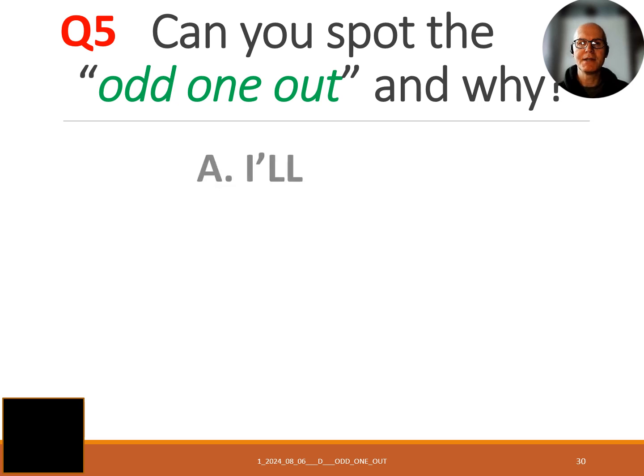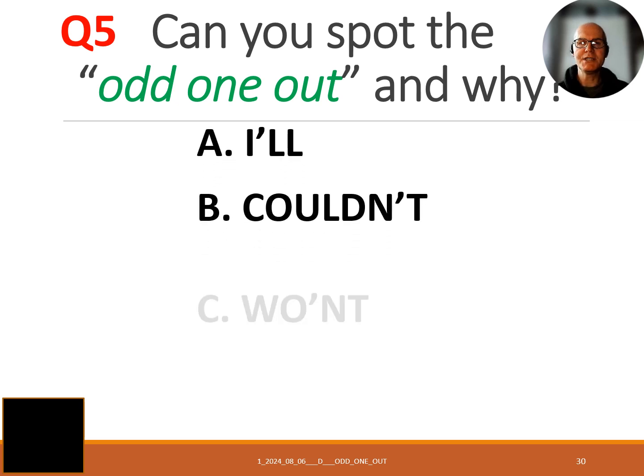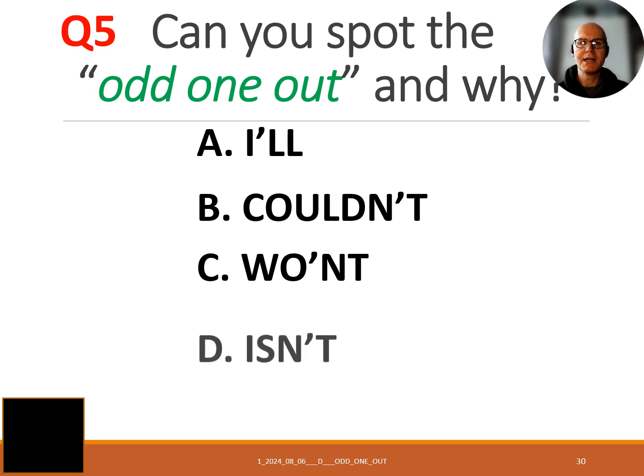Question 5. I'll, couldn't, won't, and isn't. What was the odd one out here and why?